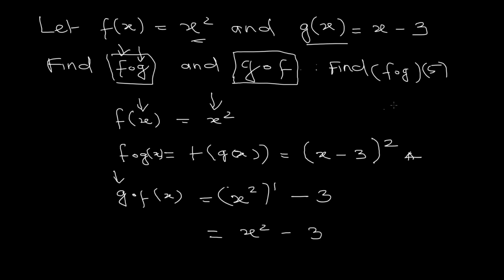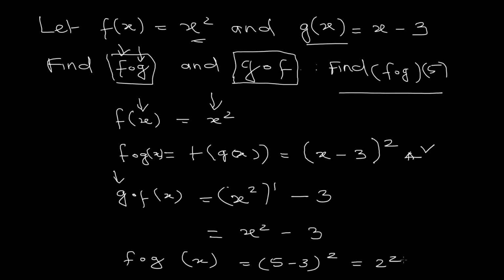That is different. Then they said, let's find this when it's 5. So we're using this function. So we're going to say f of g(x), this time is going to be 5 minus 3 squared. Then we have 2 squared. That will give us 4.